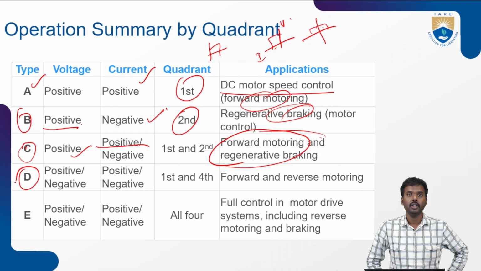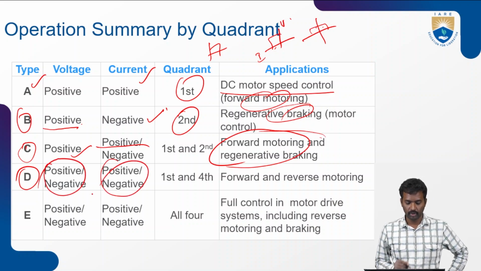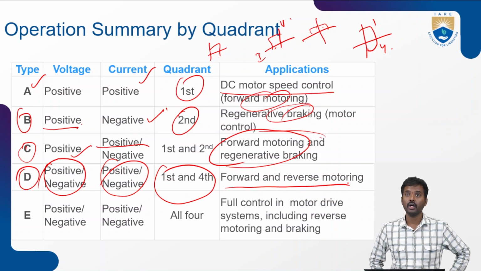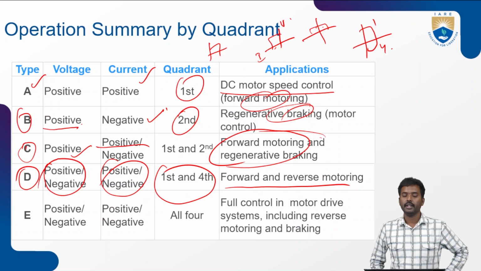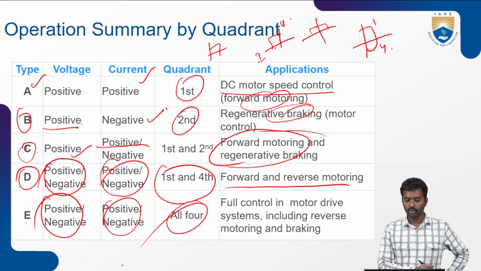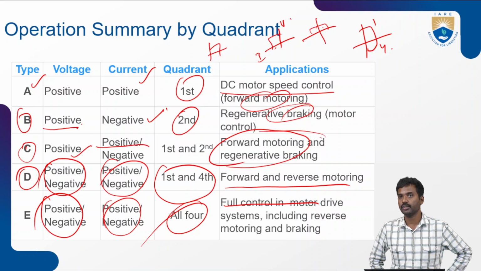And next, chopper D: the voltage is either positive or negative and the current is positive, so it works in the first and fourth quadrants, forward motoring and reverse motoring modes. And the last one: the voltage is either positive or negative and the current is positive or negative, so it operates in all four quadrants. It is full control in motor drive systems, and includes reverse motoring and reverse braking.